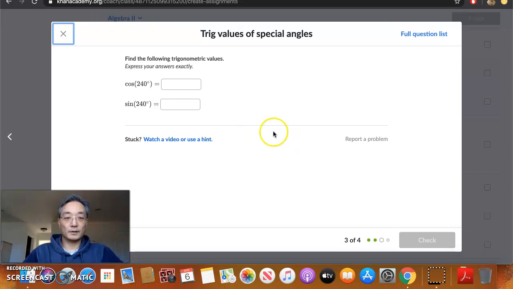Hi everyone. In this lesson we're going to be looking at how to find the trig values of special angles. Okay? How do we find the trig values of special angles? So in order to do a problem like this, where it says find the following trigonometric values for cosine of 240 and sine of 240, we first have to understand what these special angles are and where they come from and how we can apply them.